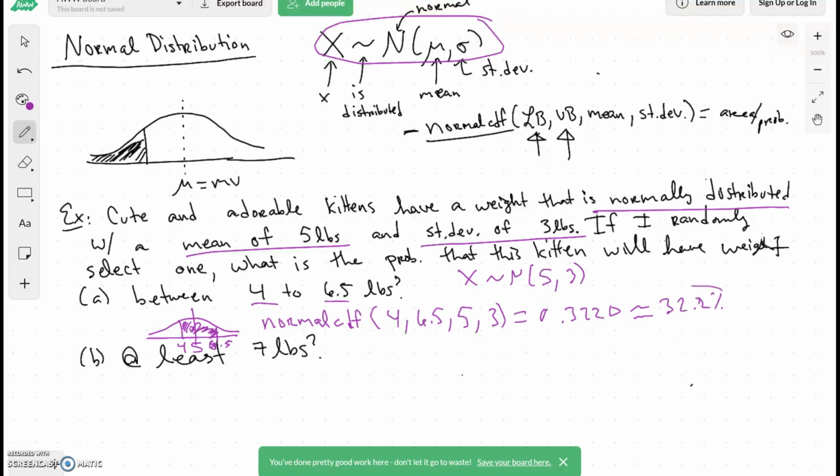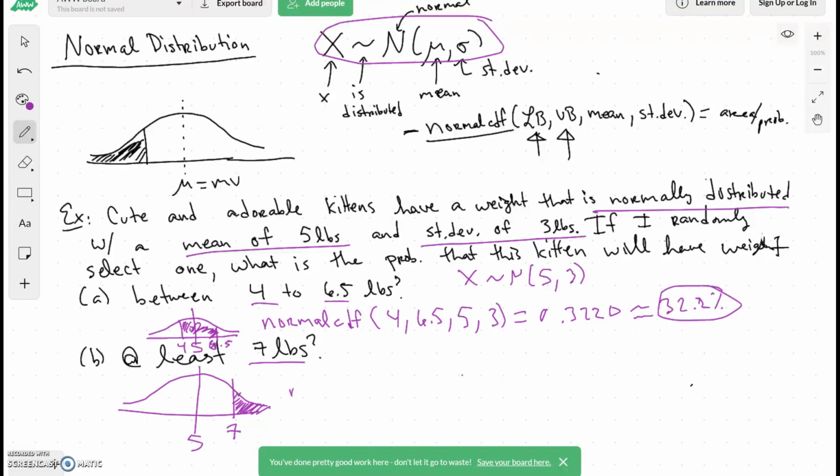Okay, so the chances that I will randomly select a cute and adorable kitten that's between 4 to 6.5 pounds is about 32.2%. Now, what is the probability of at least 7 pounds? Let me graph it one more time. My mean is still 5. My standard deviation is still 3. 7 is going to be over here. Now, what does at least mean? If I say at least 21 to get into the club, it means that I have to be 21 and over. So at least 7 means that I have to be 7 and over. So it's going to be all of this area. That's what we're looking for.